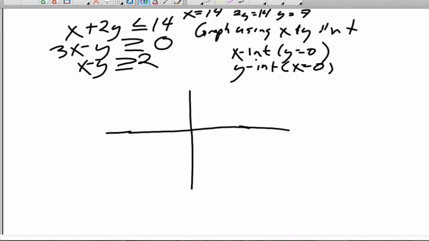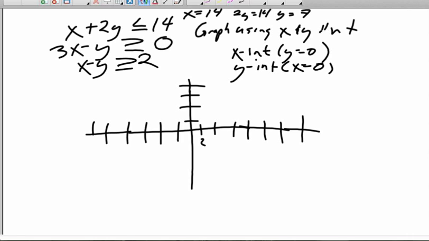So I'm going to do these in groups of 2, 4, 6, 8, 10, 12, 14. So my x-intercept on this first one was 14. My y-intercept is 7. It's an equal to, so it's going to be solid, and I just connect these 2 points with a line.